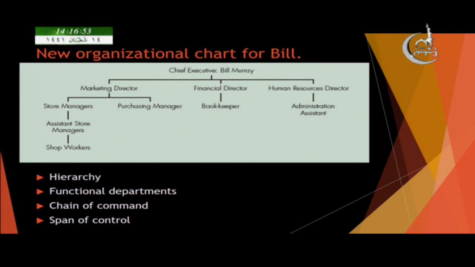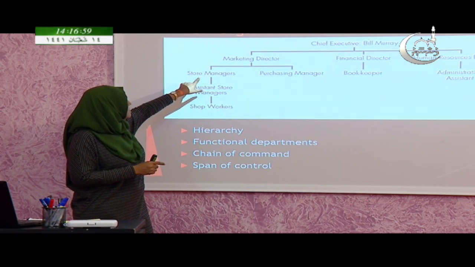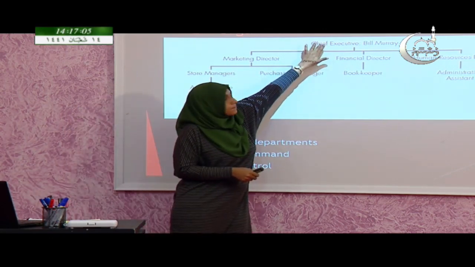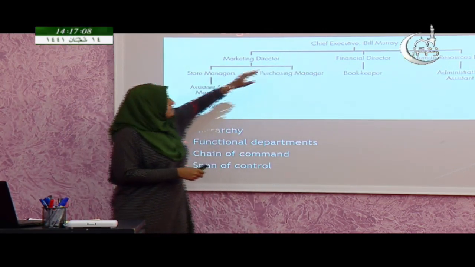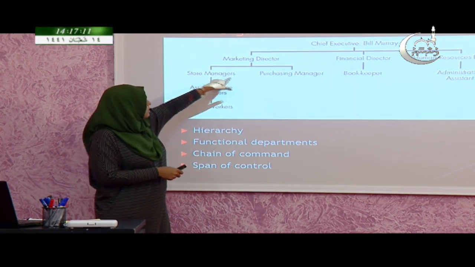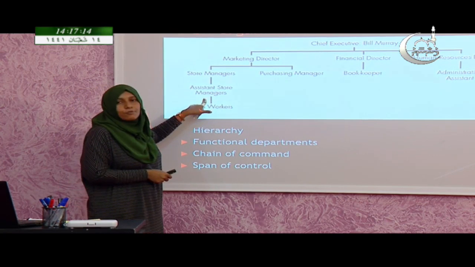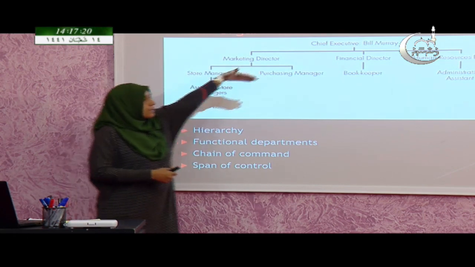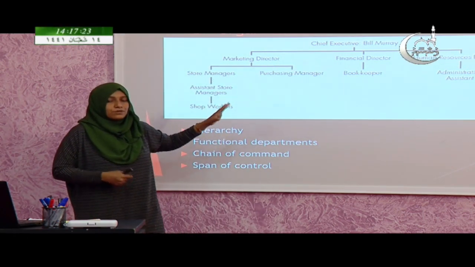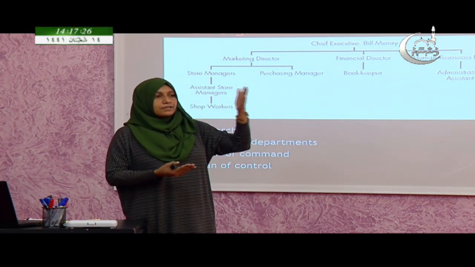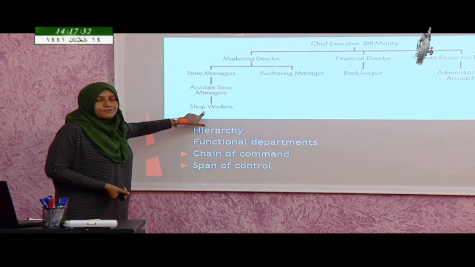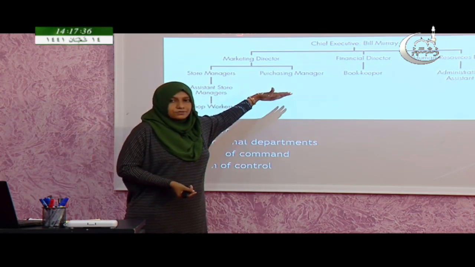So, this is the second level, then this is the third level, horizontal line is there, isn't it? So, under marketing director there is store manager and purchasing manager. So, this is the third level, isn't it? First is Bill, then all these directors, then third one is managers, and fourth is assistant store manager, fifth is shop workers. So, how many levels are there now? As we have counted, we identified 5 levels. So, if a question asks identify the levels of hierarchy, then you can count 1, 2, 3, 4 and 5. So, total 5 levels are there in this hierarchy, understood.